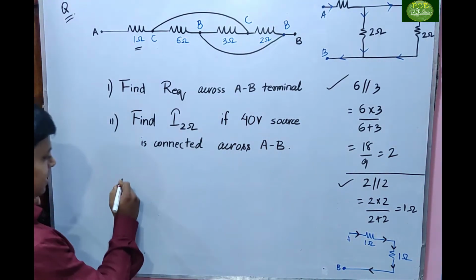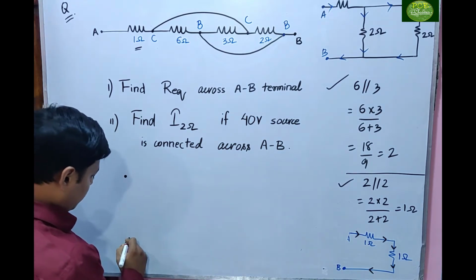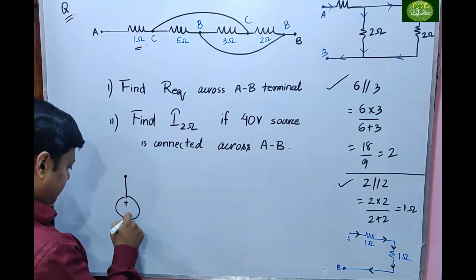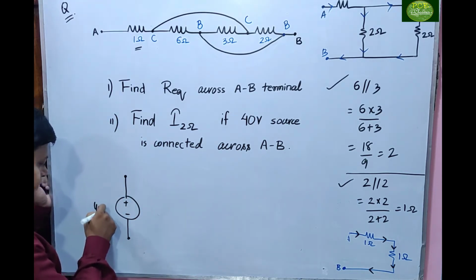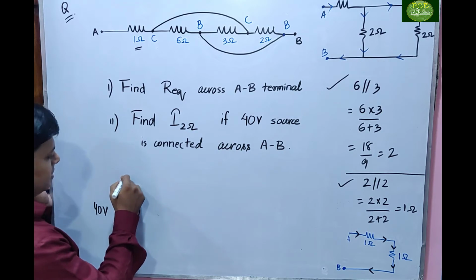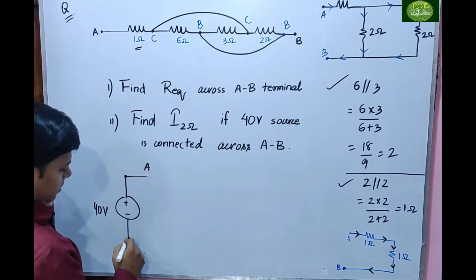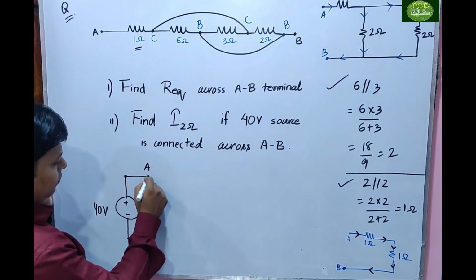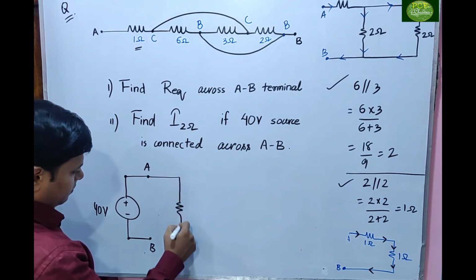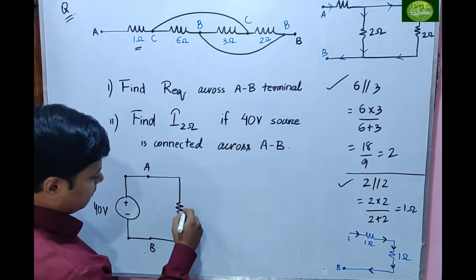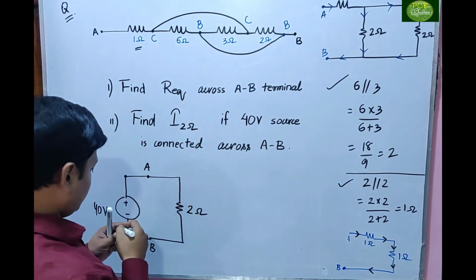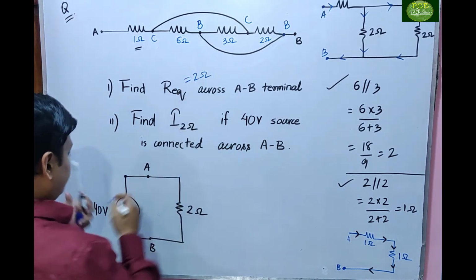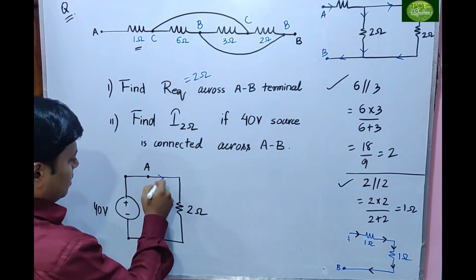Moving to the second one, what it is saying: if a 40 volt source is connected across the A terminal and B terminal, that means A and B are connected to, what is the A and B equivalent? What we have got? 2 ohm. Fine, I'll write down here. It is 2 ohm. So if it is 2 ohm, what is the total current entering here?